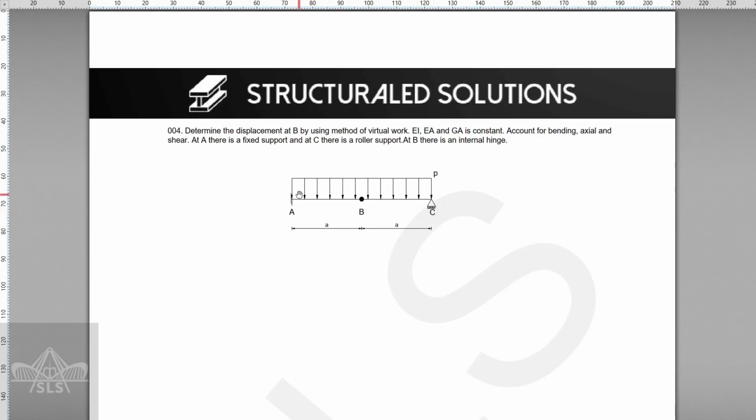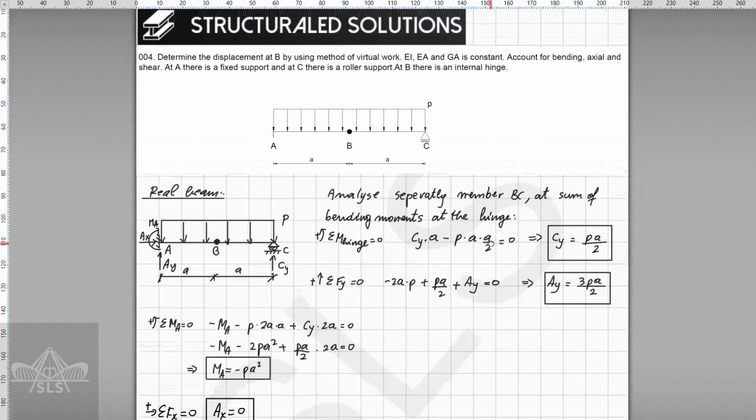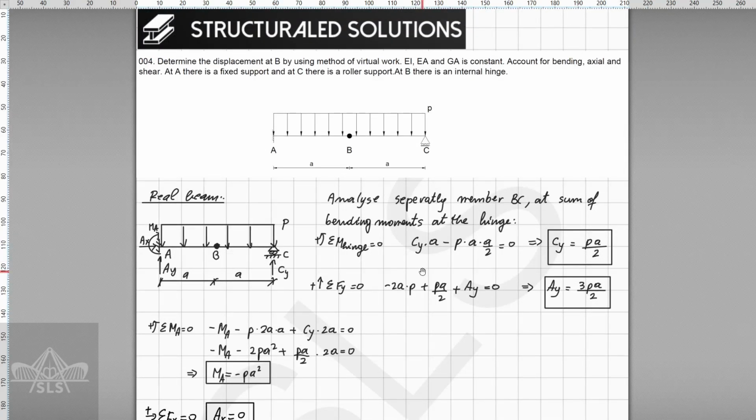At point A, we have a fixed support, and at C, there is a roller support. And at point B, there is an internal hinge, meaning that the bending moment here is going to be 0. Let's continue with the solution of the problem, where we are going to have the first case, which is going to include the real beam.